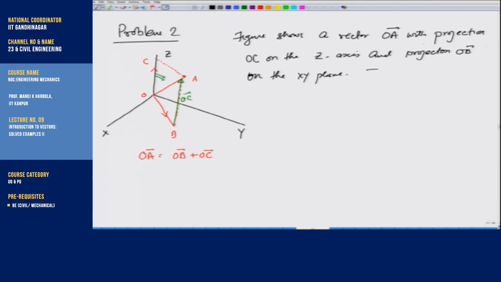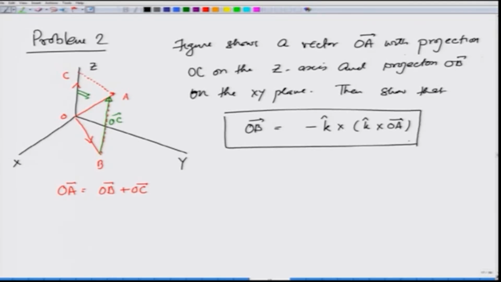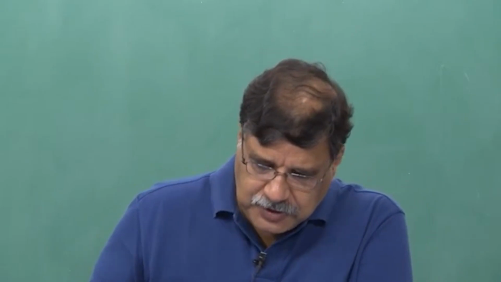Then show that OB is equal to minus k cross OA. This is what we are supposed to show. Let me give you a little idea about when we say projection.